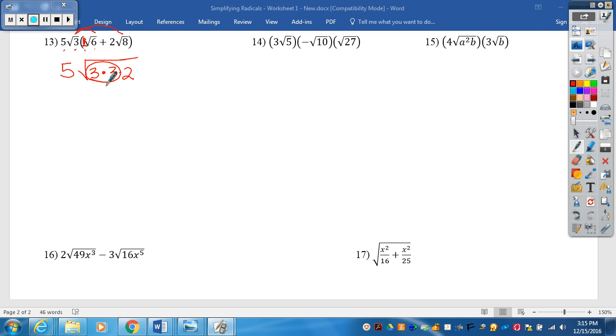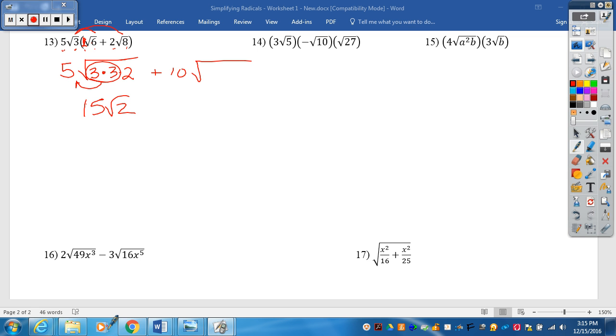Now this right here comes out as just a 3, and it's multiplied. Remember, anything that's inside, if it's multiplied, comes out and it's multiplied. So this is going to be 15 radical 2, okay? If I multiply like with like again, 5 times 2, that's 10. Radical 3 times radical 8, that's radical 24.